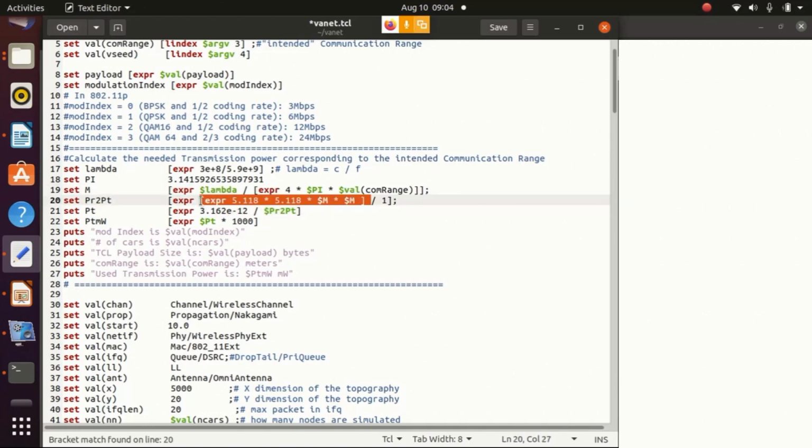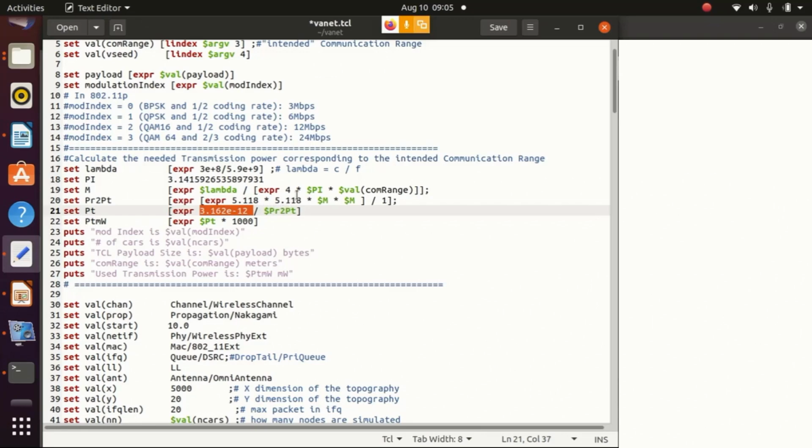How they derived this formula, I have not tried to learn. This is for a regular network, maybe for the Nakagami propagation model, since they are using it. That is for that purpose only. However, if you see their paper, you may see for what purpose it is, but I will suggest you keep this one as it is. Now the formula for PT is actually the sensitivity divided by PR by PT.